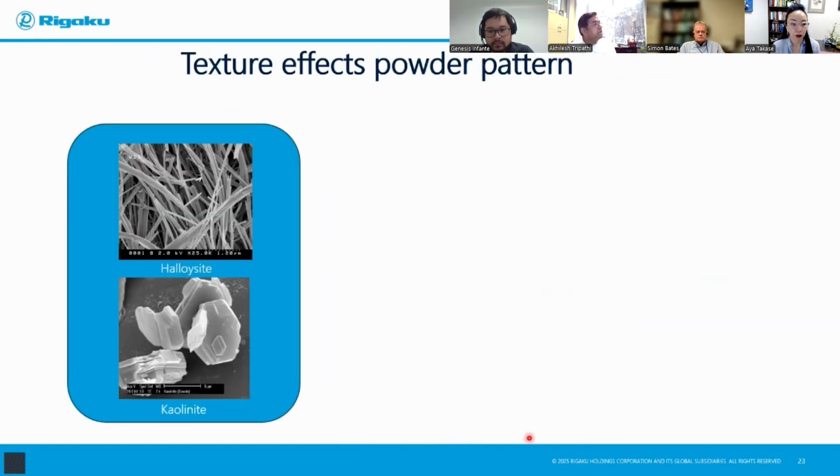Let's turn to a different aspect of diffraction where it is also important: texture effects, also known as preferred orientation. In nature, we also see this. Halloysite and kaolinite are two different clay minerals. One is formed in a fiber format; if you go to a museum, you'll always see them in fiber format. And kaolinite is more like a plate-like format.